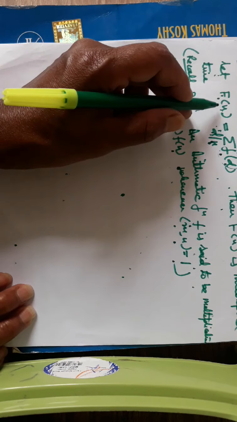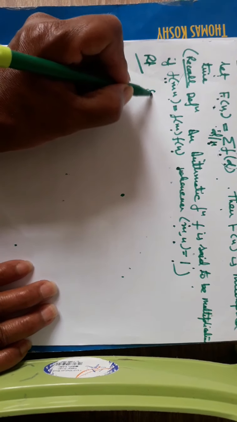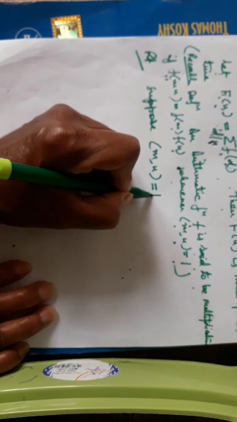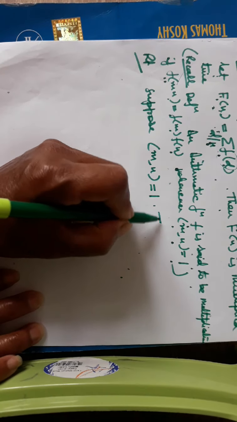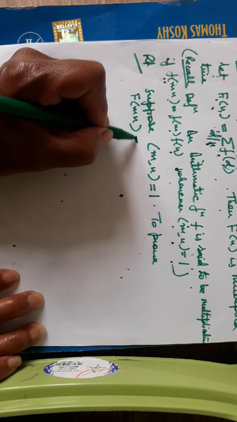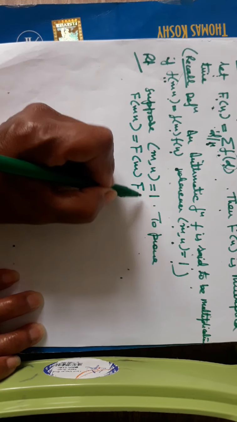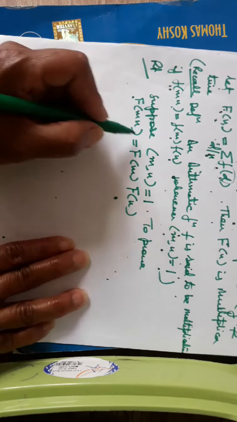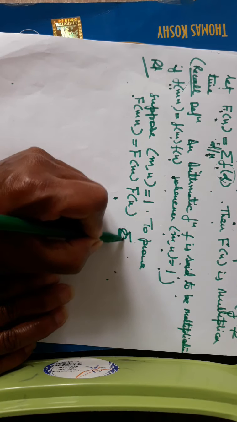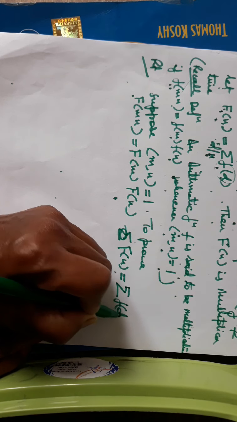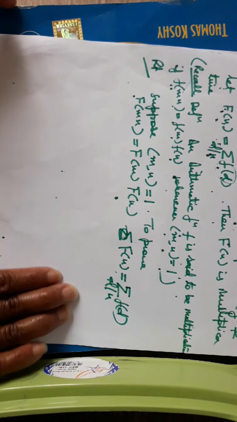To prove that capital F(n) is multiplicative, we suppose GCD of m and n is equal to 1. Now what we need to show is that F(mn) is equal to F(m) times F(n). That is, capital F is a multiplicative function. According to the definition, capital F(n) is called the summation of f(d), where d runs over the divisors of n.